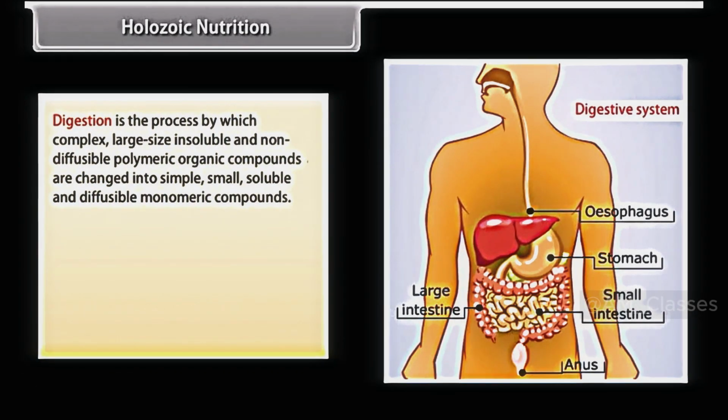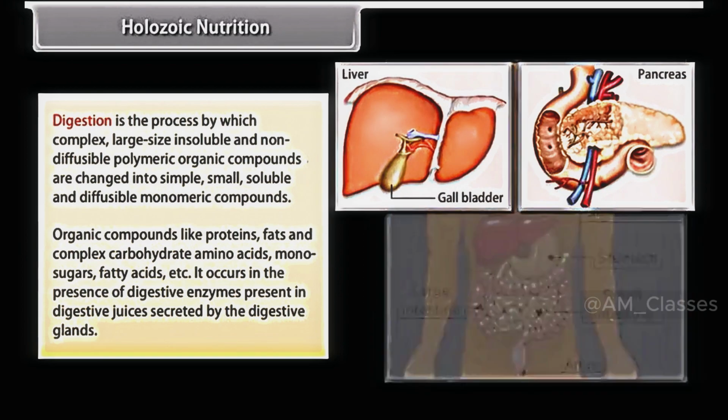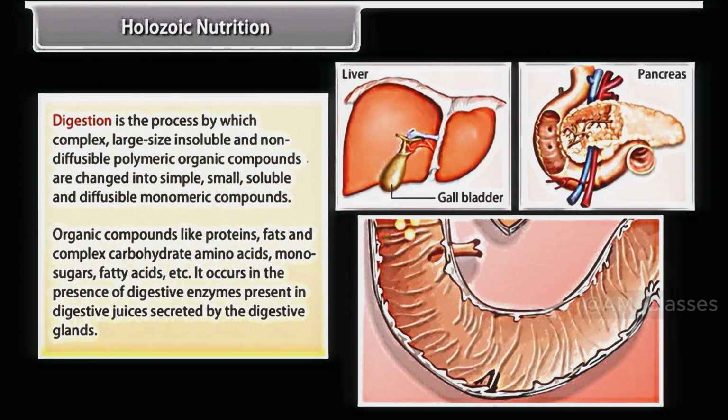Digestion is the process by which complex, large-size, insoluble, and non-diffusible polymeric organic compounds are changed into simple, small, soluble, and diffusible monomeric compounds. Organic compounds like proteins, fats, and complex carbohydrates are converted into amino acids, monosugars, and fatty acids, etc. It occurs in the presence of digestive enzymes present in digestive juices secreted by the digestive glands.